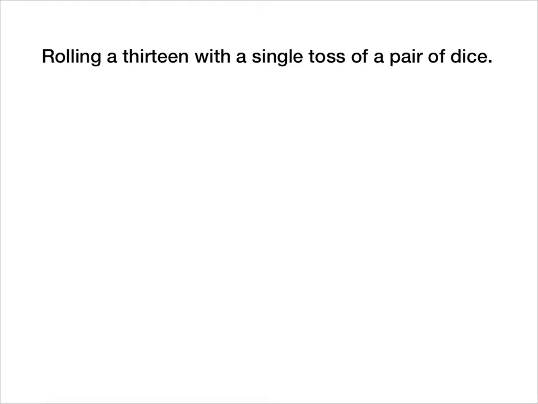Okay, the probability of rolling a 13 with a single toss of a pair of dice. Well, you can't get a 13, so the probability of getting 13 equals 0. It's impossible. The highest you can get is 12.